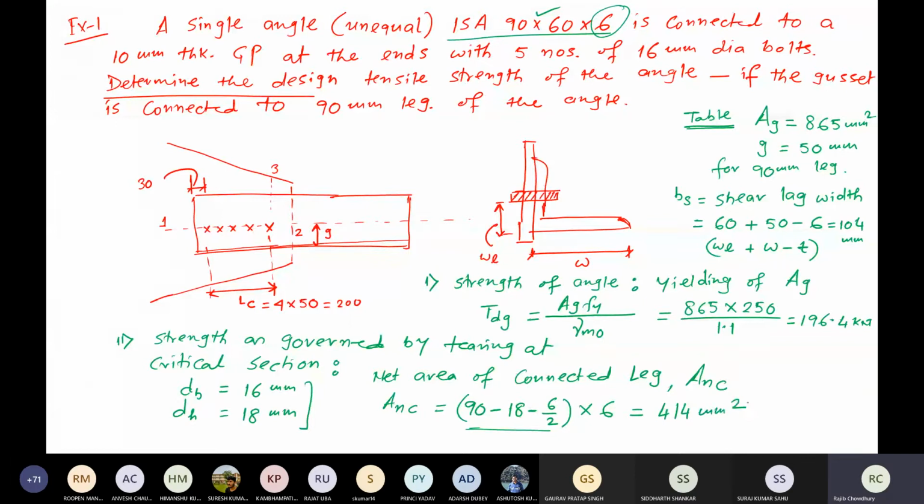Okay. Now we go to the cross section area of the outstanding leg. Outstanding leg means the one which has not been connected. So the gross area of the outstanding leg, AGO, the gross area of the outstanding leg.